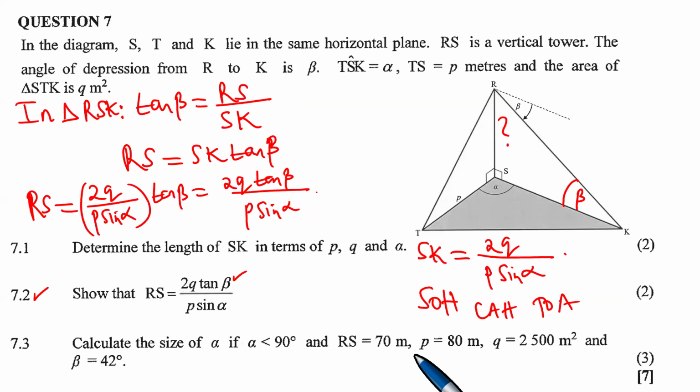So this is it. Any questions so far for the two marks? In the absence of a question, we move forward to 7.3.